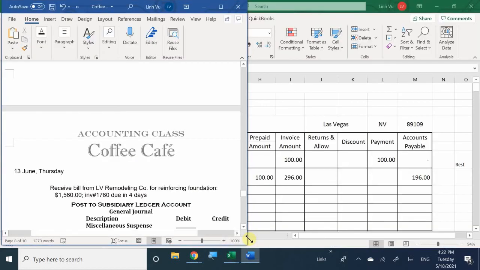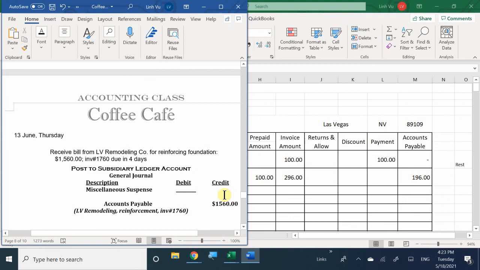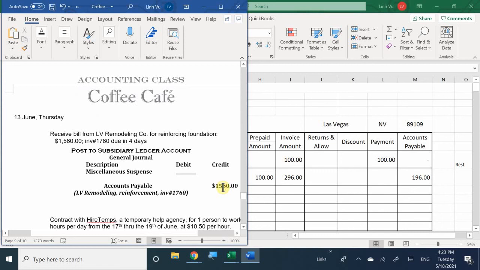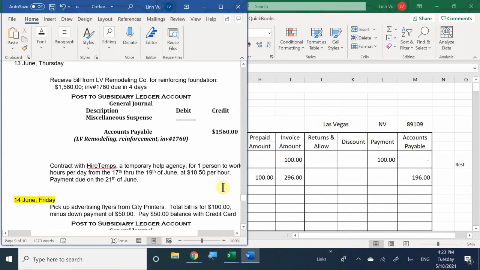Okay. So we still are going to keep the coffee grinder in miscellaneous expense because we still got one more cost. Okay. Right. Good observation, but we're not there yet. We still got one more thing.